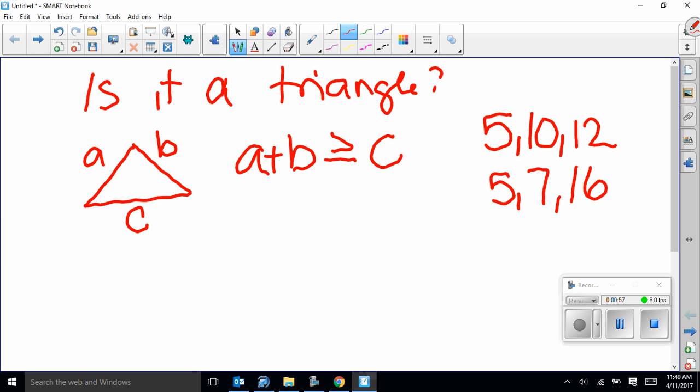Are you free? No, we're learning. All right, so we said that 5, 10, and 12 does work because 5 plus 10 is greater than or equal to 12. But 5 plus 7 is 12, and that is not greater than or equal to 16, so this one is not a triangle. All right, and so we have the YouTube videos to support that with our triangles.